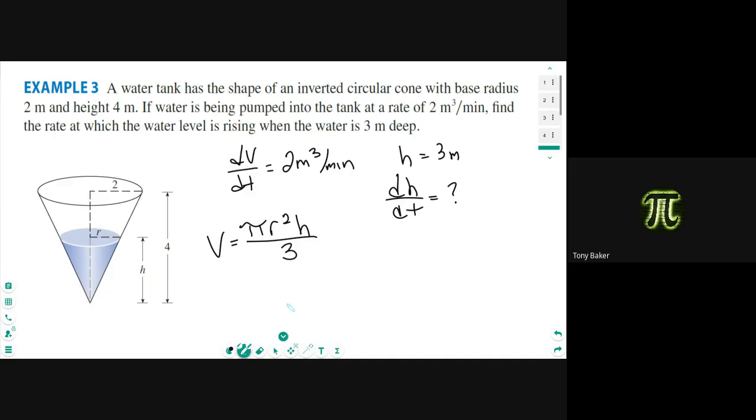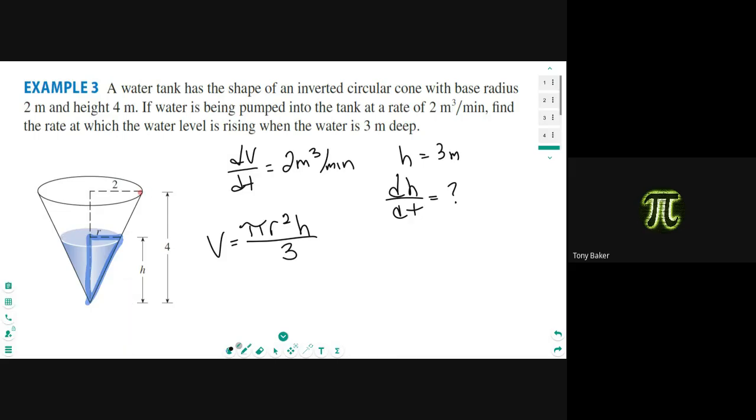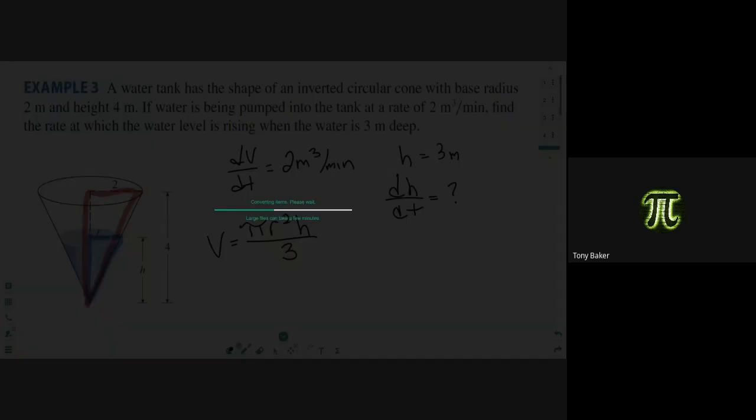So again, this goes back to your geometry lessons. We have a triangle here, and we have a triangle there. Those are similar triangles, which means all the angles are the same. So I can relate them to each other using similar triangles.